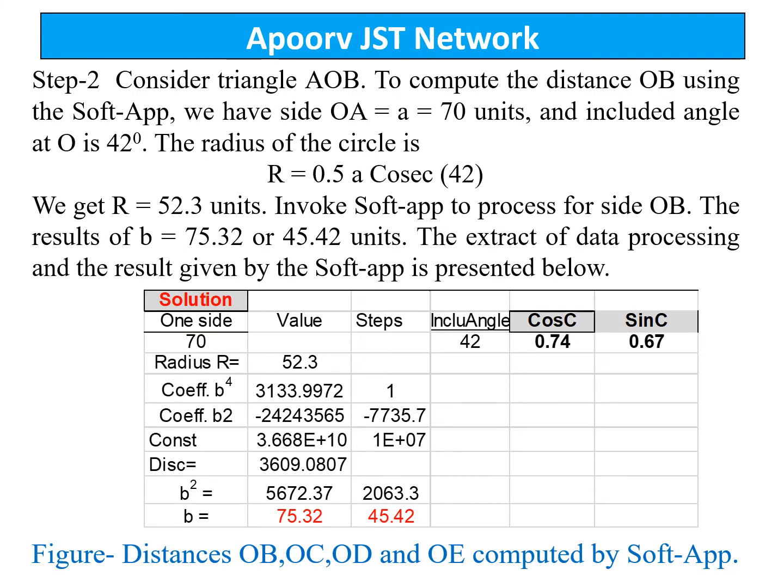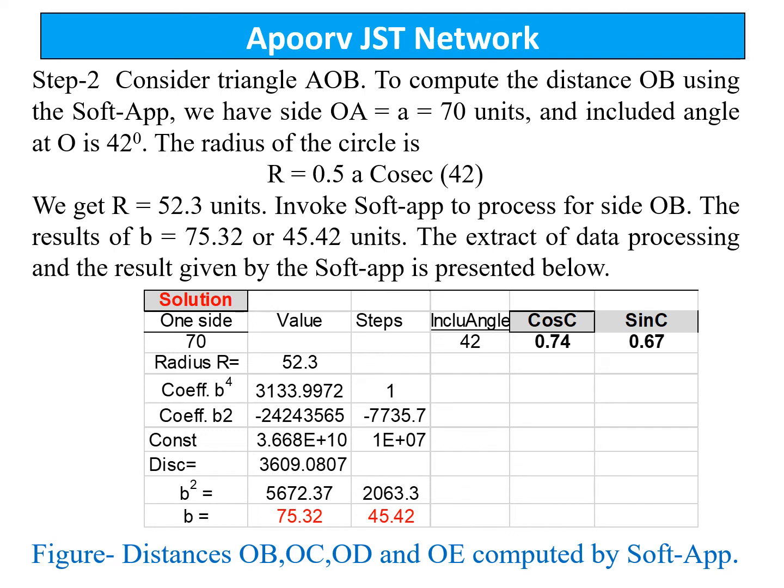Step P-2: consider triangle AOB. To compute the distance OB using the soft app, we have side OA equal to 70 units, and included angle at O is 42 degrees. The radius of the circle R is equal to 0.5 into cosec 42. We get R equal to 52.30 units.